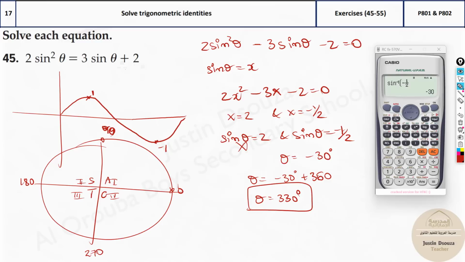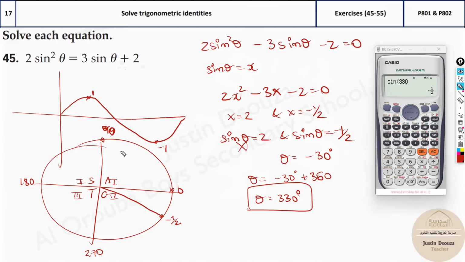Now you can even check this answer. If I press sine 330, I must get how much? Negative half. And yes, I'm getting negative half. So that's good. I know 330 is somewhere over here. It is minus half. Sine will be only the y values. Sine is negative half. But I know there is one more quadrant which will give me negative half itself.